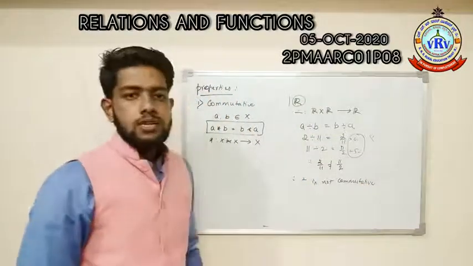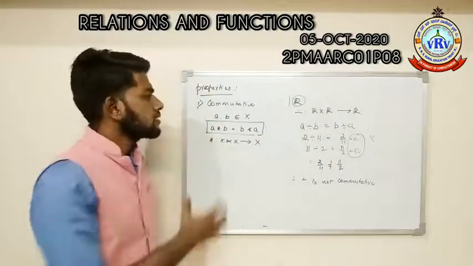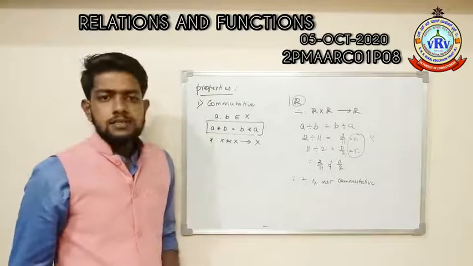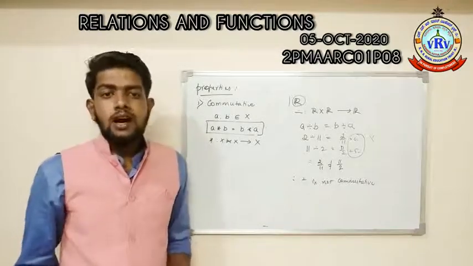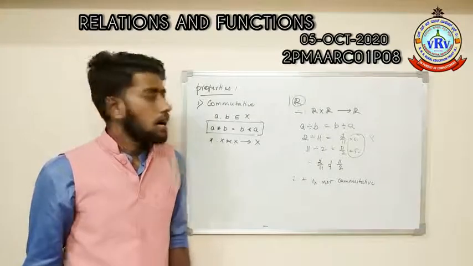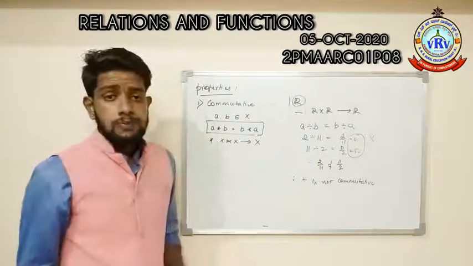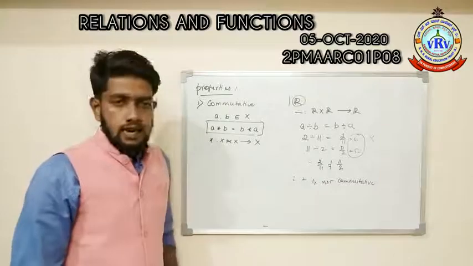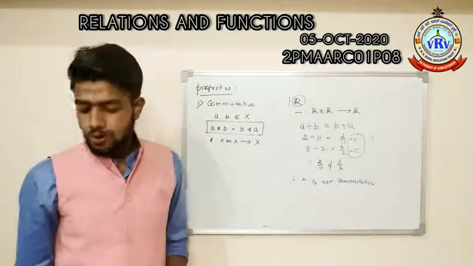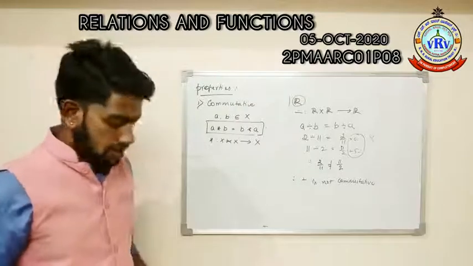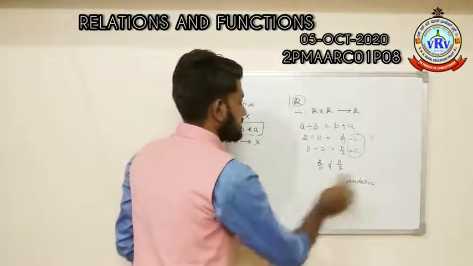Division is not commutative. These are the basic binary operations. We proved addition and multiplication are commutative on the set R, but subtraction and division are not commutative on the set R. Okay. Next, let me check.